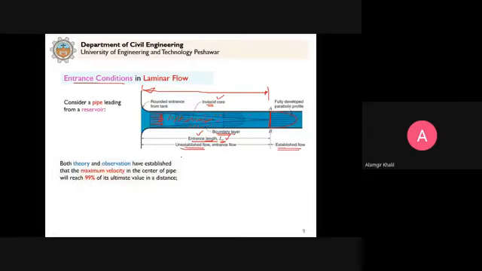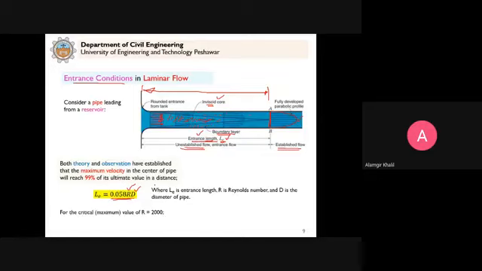Now, both theory and observation have established that the maximum velocity in the center of the pipe will reach 99% of its ultimate value. You can see here, the maximum velocity, 99% of its ultimate value, in a distance LE is equal to 0.058 times R into D, where R is the Reynolds number and D is the diameter of the pipe.